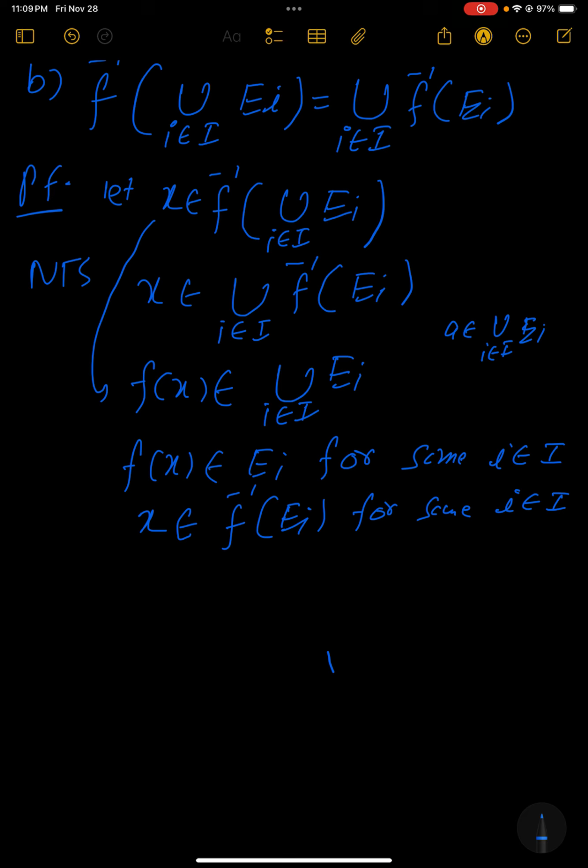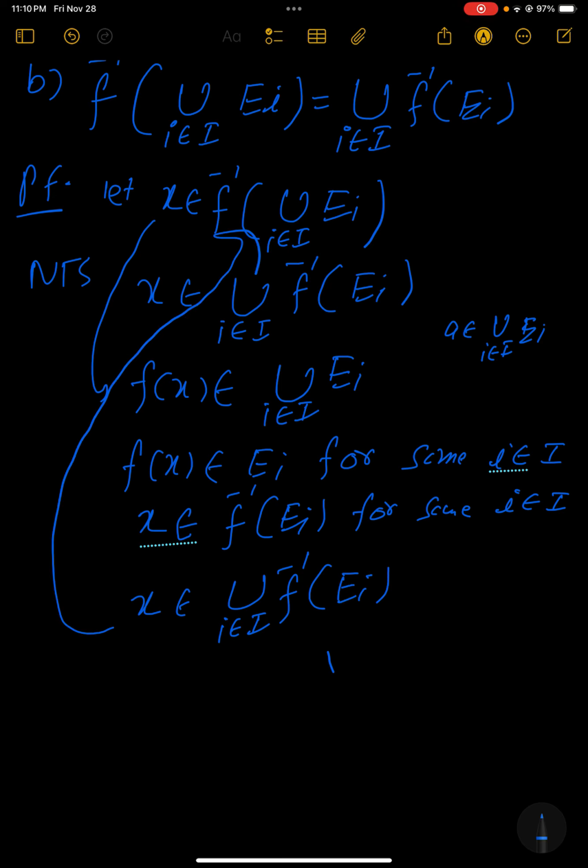Okay, and we are really close to our target. So what does it mean? If I say x belongs to a set for some index, this means that the element will belong to the union of these sets, and that's what we needed to prove. So we are done.